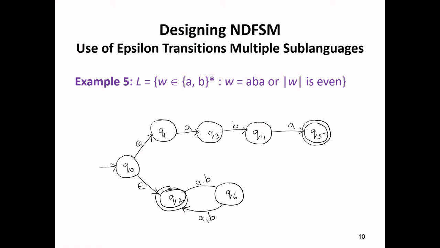So this part of the NDFSM is for accepting the strings of even length, and this part of the NDFSM is to accept the string ABA, and we have taken two paths for two sub languages with epsilon transitions. So this is how we design NDFSM for this particular language.